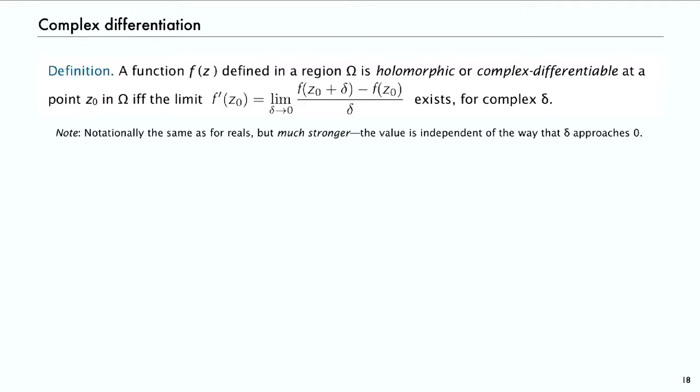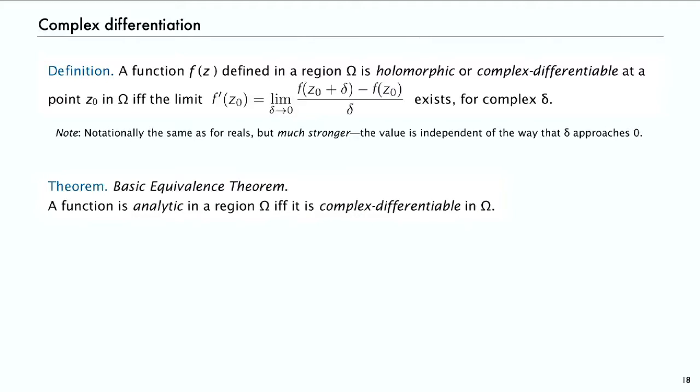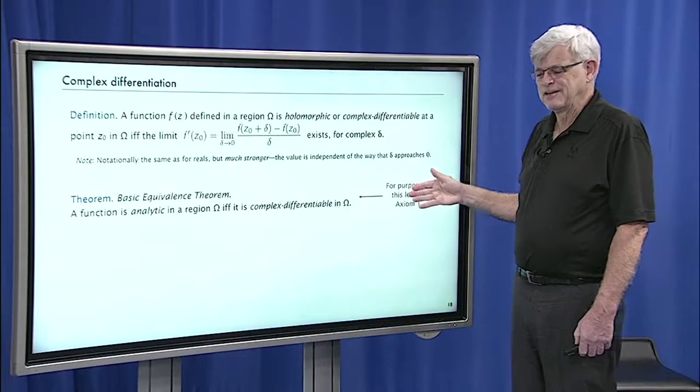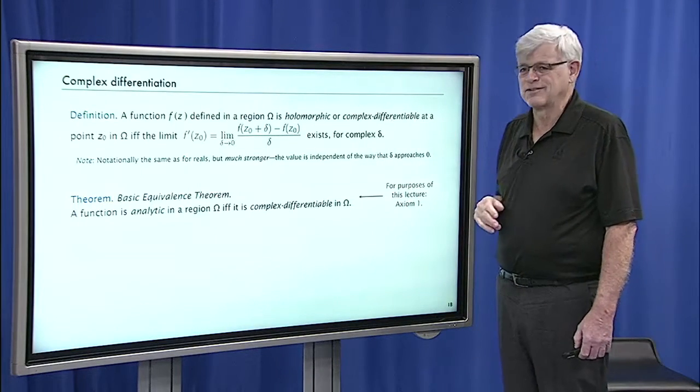Now this is the same notation as for reals, but it's a much stronger statement because the value is independent of the way that delta approaches 0. It's a complex number. It can come in from any direction. It's a much, much stronger concept, complex differentiability. Now there's a basic equivalence theorem that says that these concepts are the same. Analyticity and complex differentiability are the same concept. A function's analytic if and only if it's complex differentiable. We're not going to do a proof of that theorem. Really, for this lecture, we consider that to be an axiom. I'll talk about the proof in just a second.